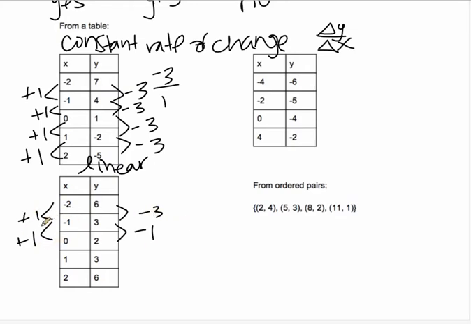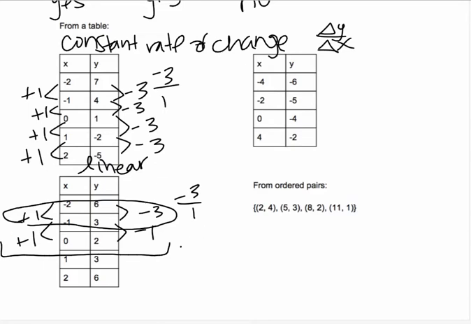So in this example, the rate of change is negative 3 over 1. But in this example, the rate of change is negative 1 over 1. Those are not equal, so the rate of change is not constant, so it is not linear. Is it a function? Yes, because the inputs don't repeat, but it is not a linear function.